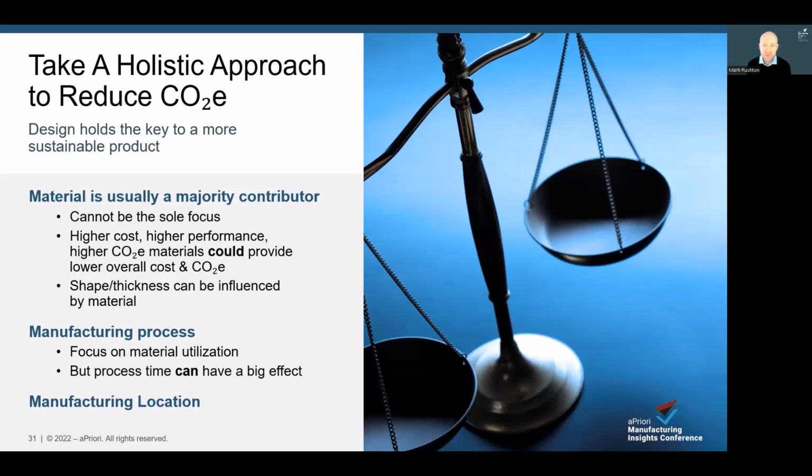When it comes to the manufacturing process, we really want to focus on material utilization. Any wasted material is essentially wasted carbon, but also process time can have a big effect on that as well. If our processing time is short, that's going to have a much lower impact. And then lastly, manufacturing location. If that's all we can change, then great. Sometimes we're not going to be able to change it, but luckily that has quite a small impact. But it does depend on both how intense the manufacturing process is and what the material considerations are.